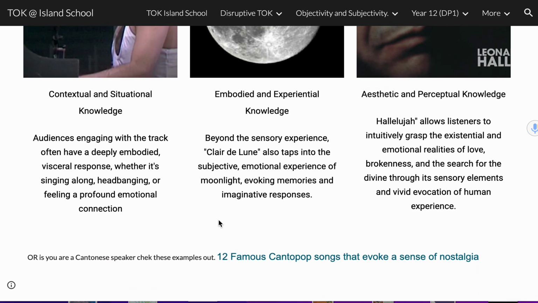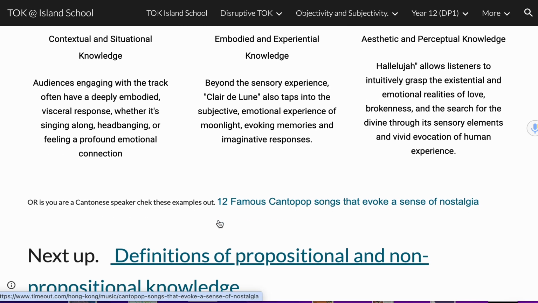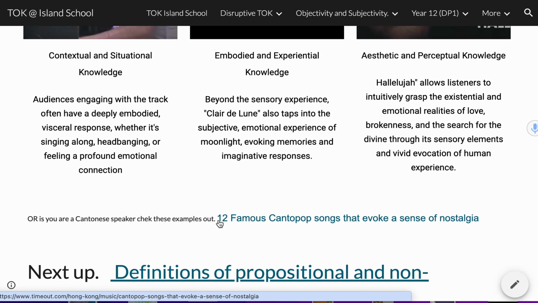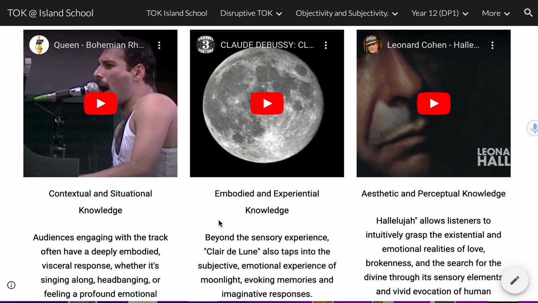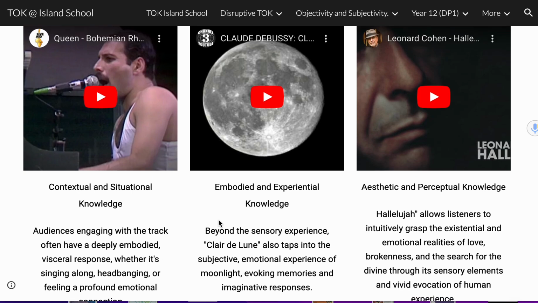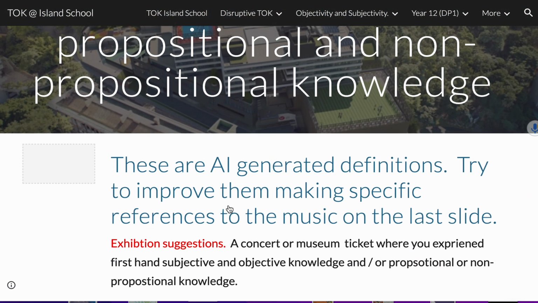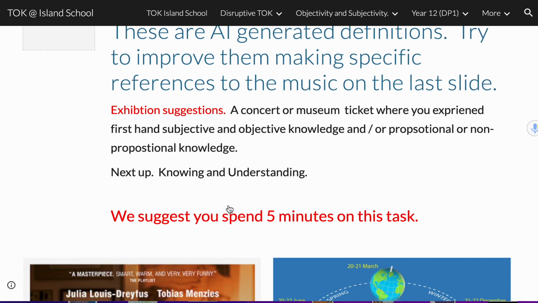So with non-propositional knowledge, it's really very important that cultural context here is very important. And that cultural context can vary over space, but it can also vary over time. So something like the Bohemian Rhapsody might have a very different meaning in 2024 than it did when it was first written.